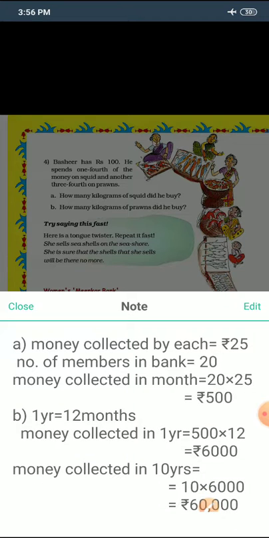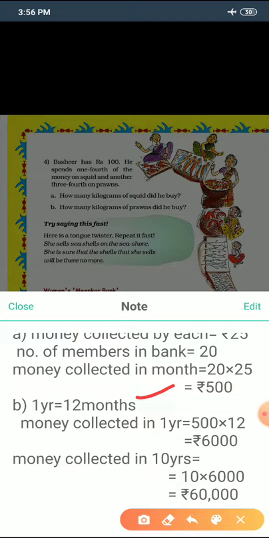So before finding for 10 years, we will find for 1 year. We know that 1 year equals how many months? 12 months. So money collected in 1 year equals 500 multiplied by 12, which equals 6,000. Because in 1 month we are collecting 500 rupees, so in 12 months we will collect 6,000. So in 1 year it is 6,000. So in 10 years it will be 10 multiplied by 6,000, that is 60,000. So they will collect 60,000 rupees in 10 years.